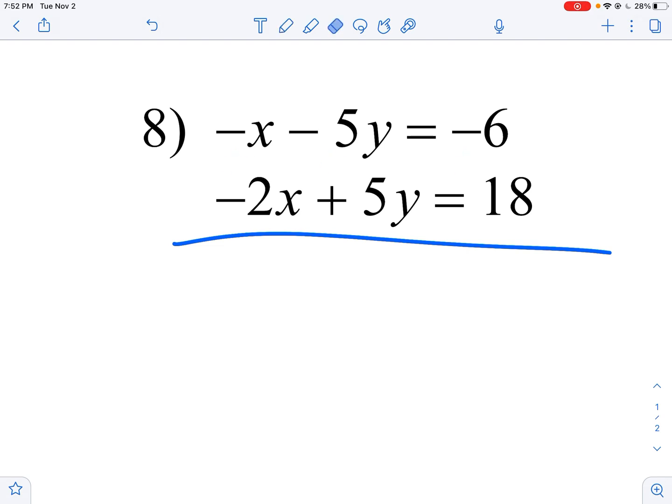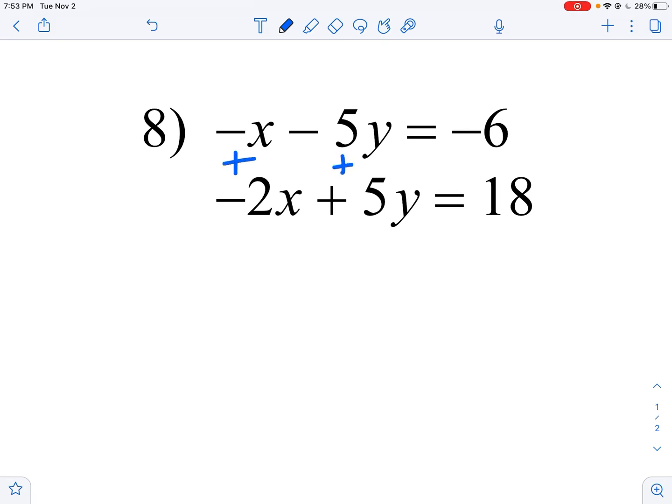I do want to show you what happens when we subtract so you can see that you don't want to do this. If you do -x minus -2x, you're going to get positive x. -5y minus 5y is going to give you -10y. And -6 minus 18 is going to give you -24. This didn't eliminate either of our variables, so we don't want to subtract on this. I just wanted to show you that. Hopefully you didn't just write it all down blindly and you're actually listening. But you don't want to subtract because you're not going to eliminate anything.